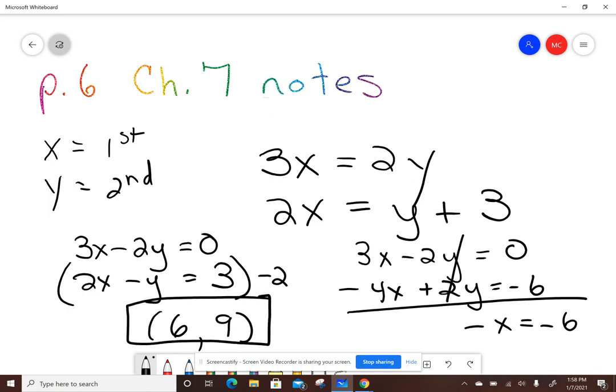Now, I didn't have to let x be the first. I could have let y be the first. So really, you end up with 2 numbers, 6, 9. They're not necessarily x, y, but they could be.